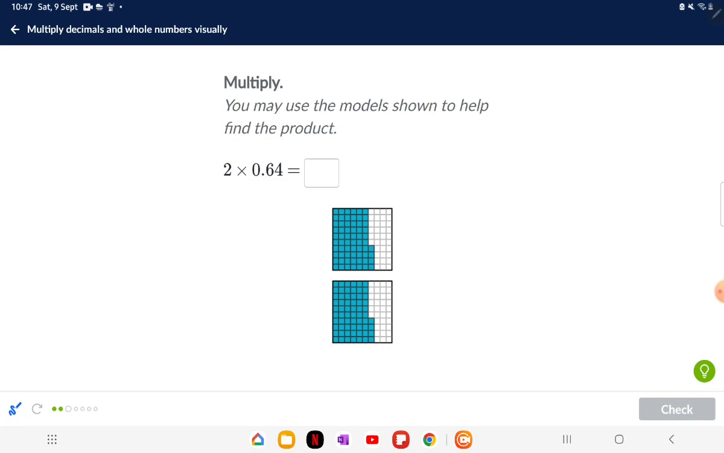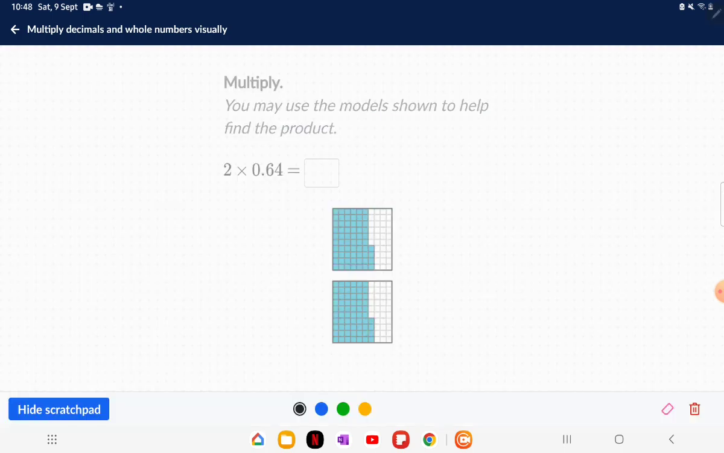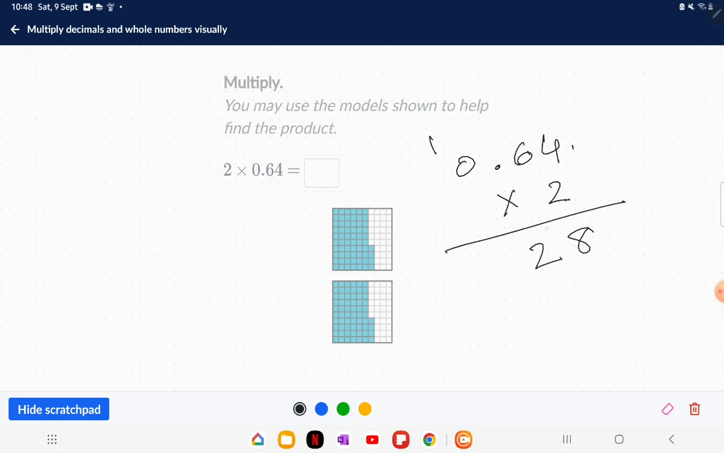2 multiplied by 0.64. So this is 0.64, and we have two of them. Right, so how do we do that? One simple way of doing this is 0.64 multiply 2. 2 4s are 8, and 2 6s are 12. 1 goes here, the dot comes here. 2 times 0 is 0, and plus 1 is this. So 1.28 is the answer.